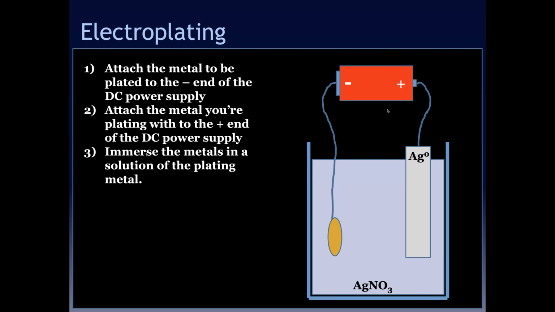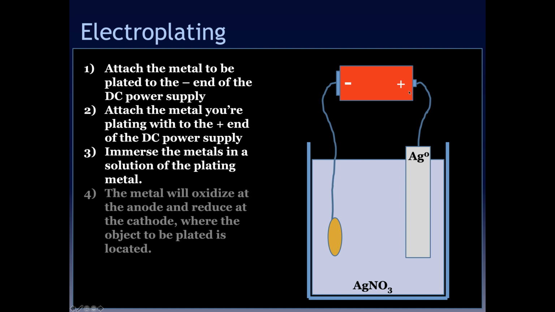Now, here's how the process is going to work. Remember, electrons come out of the negative end of the battery and into the positive end of the battery. So the positive end of the battery is going to force silver to cough up its electrons. And when it does, the silver will oxidize. The battery removes electrons from the silver bar, forcing the silver to dissolve into the solution.